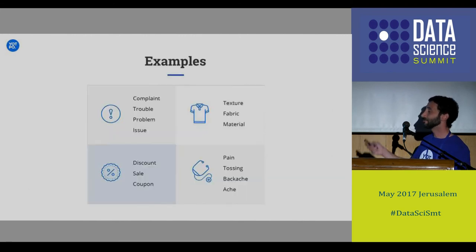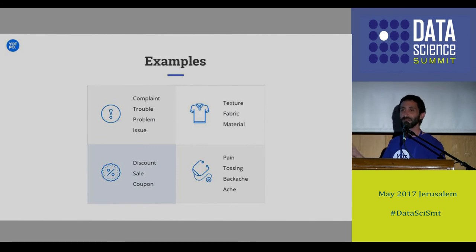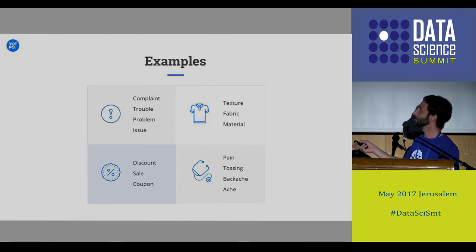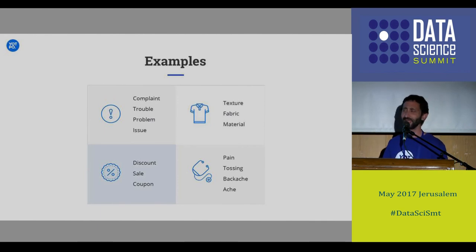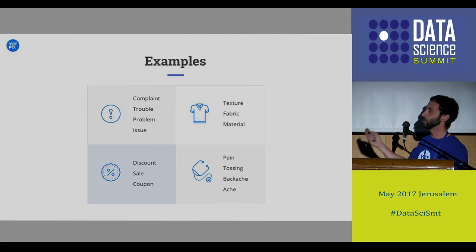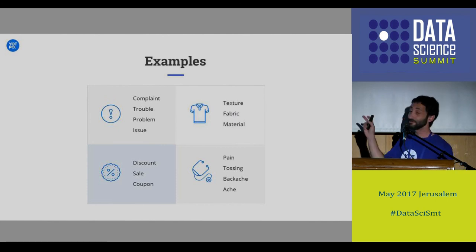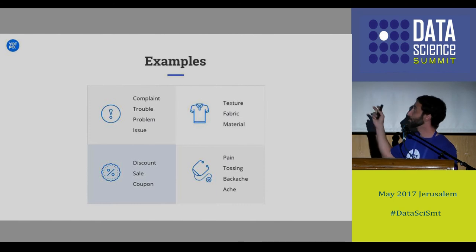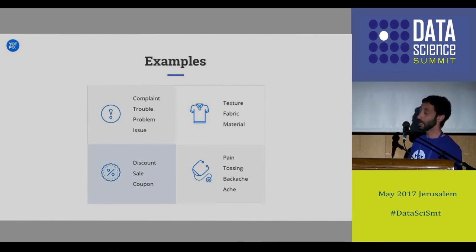So on the left, there are pretty obvious groups you've received, like complaint, trouble, problem, and issue, which are globally related, and discount, sale, and coupon, which are globally related. Then we have industry-dependent groups, like for a fashion account, we extracted texture, fabric, and materials. We extracted many more groups. They are just a sample of them. And for a metrics account, we have tossing and baking grouped together.